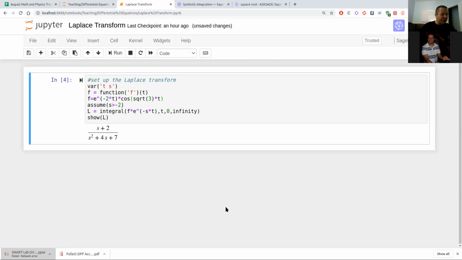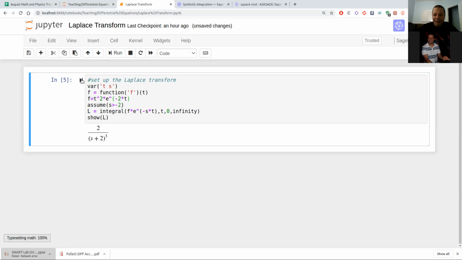Now, the other function I have is t squared times e to the negative 2t. So let me change my f of t to t squared times e to the negative 2 times t. You can see what I'm doing. I just have the integral set up. This is a standard sort of thing. That's 2 over s plus 2 cubed.